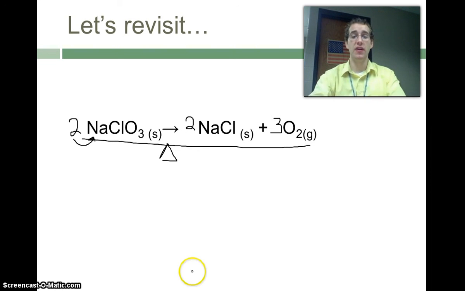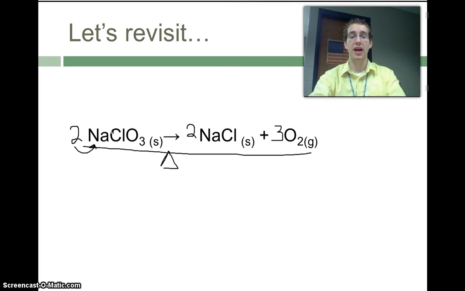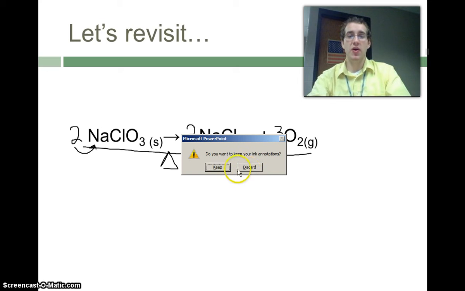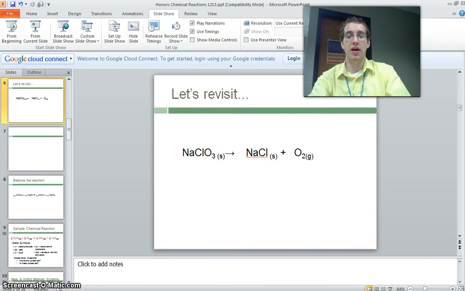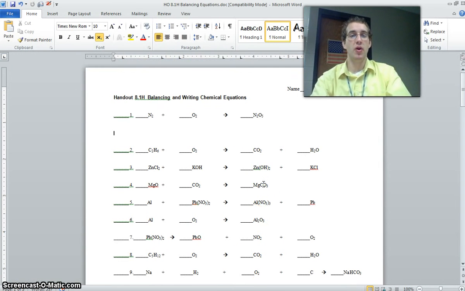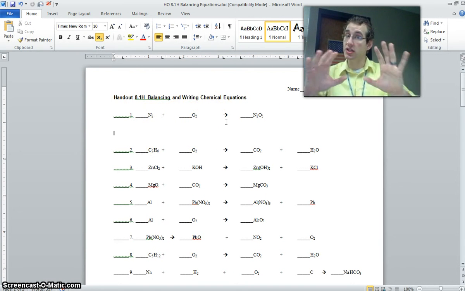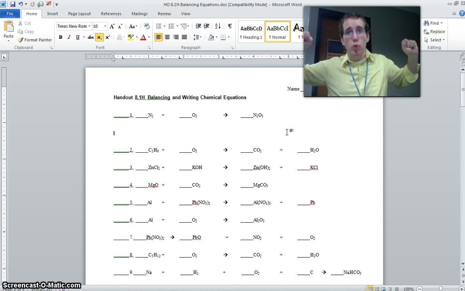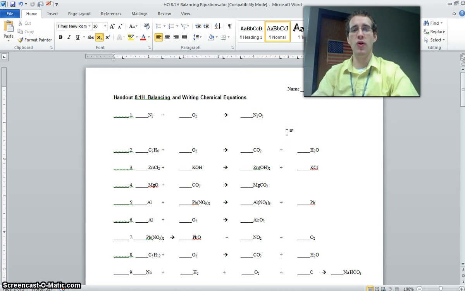Okay? If you're feeling comfortable, let's go ahead and take a look at our homework. Let's go ahead and look at the first item on your homework sheet. Okay. HO 8.1, first item, number 1. We've got N2 plus O2 for our reactants. Here's our arrow. There's our teeter-totter pivot point, creating N2O5. Ooh, for bonus points, how would you name N2O5?